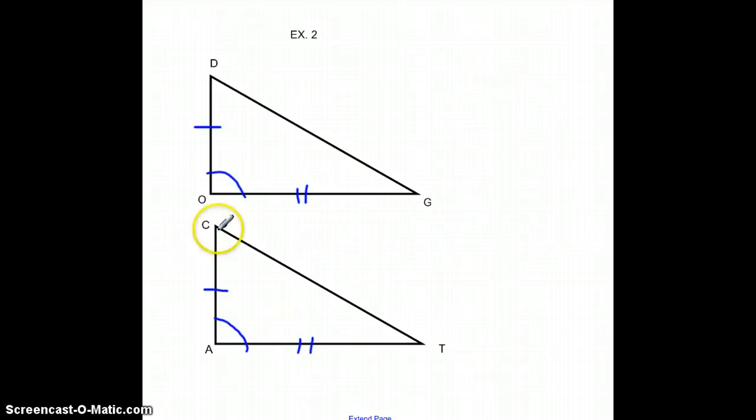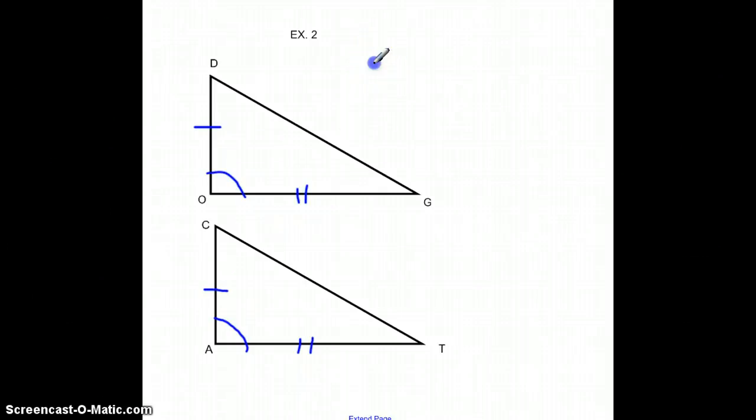Take a look at another example here. So here we've got triangle DOG and triangle CAT. If you look, DO has one tick mark, and so does CA. So we know that DO is congruent to CA. If you look here, angle A has one arc, angle O has one arc. That means they are congruent. And then OG has two marks, and AT has two marks, so those sides are congruent.